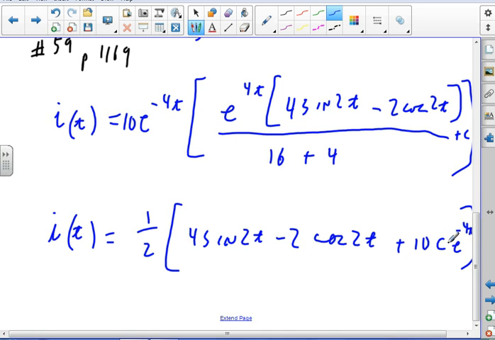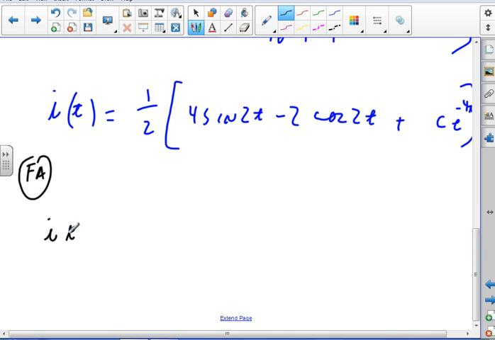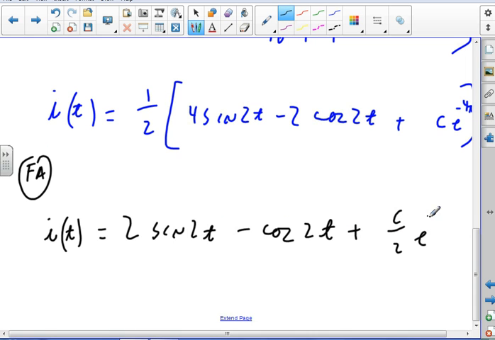But it's not 10. There's no 10 there, because I already took the 20 and put it over here, and I got a 1/2. That's our 1/2 sitting there. Okay, final answer. I of t equals 2 sine 2t minus cosine 2t plus c over 2 e to the minus 4t.